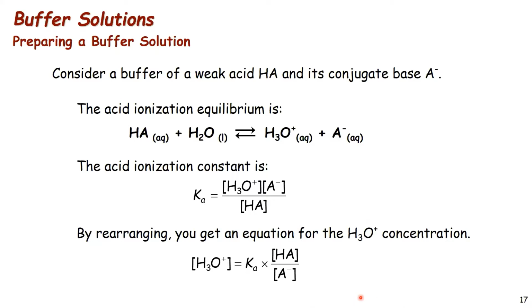I'm going to rearrange this equation. All I did here is multiply both sides by HA, so I took the HA with the Ka. Then I divided both sides by the conjugate base, so that's why it ends up down here. All I did was rearrange this equation for H3O plus, and that gave us this.